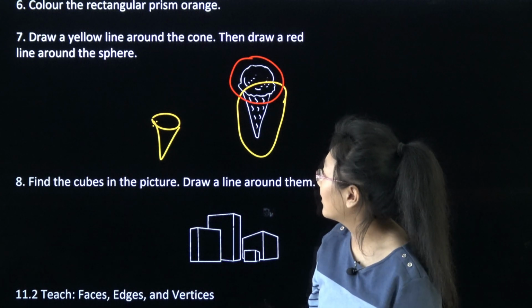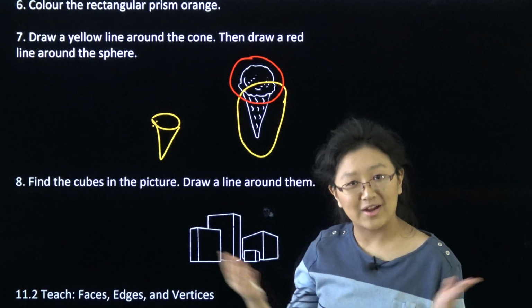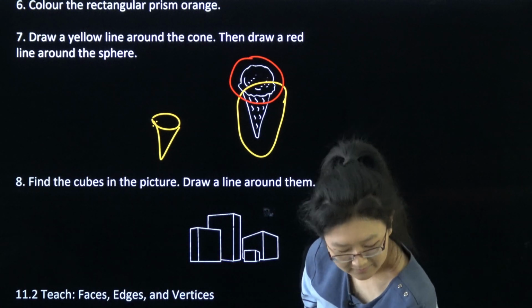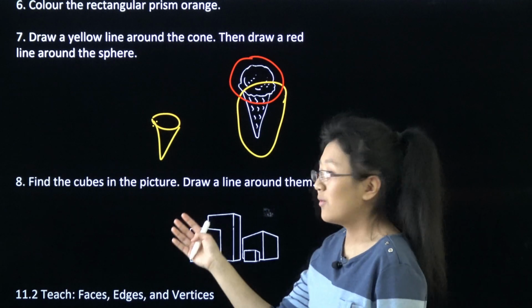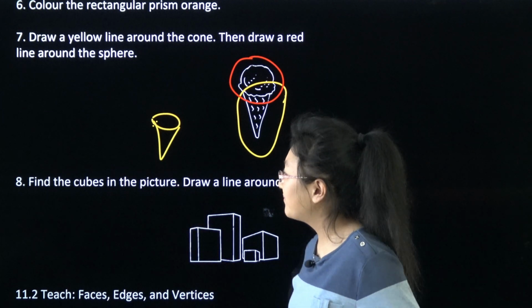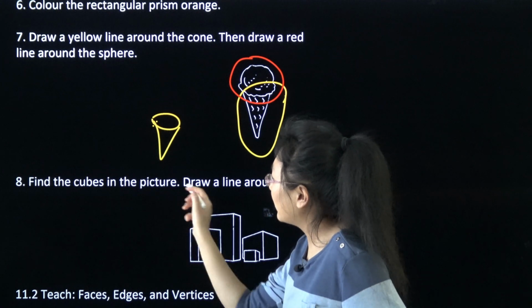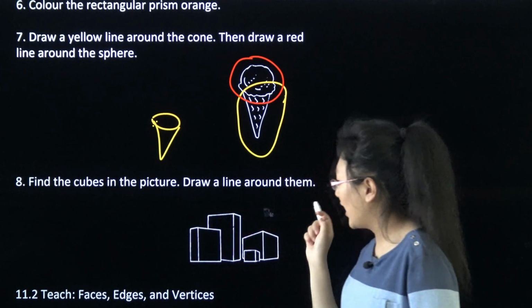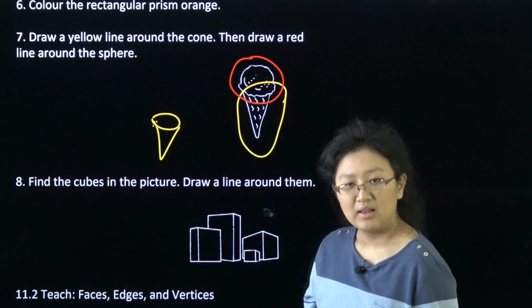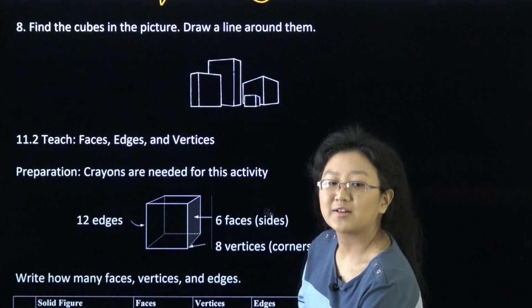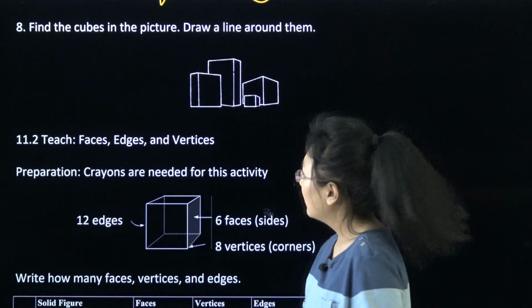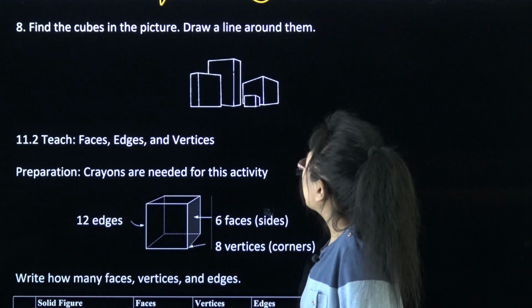Whee! We're finished question number 7. That was quick, wasn't it? Now we're on question number 8. Find the cubes in the picture. Draw a line around them. Let's go down for a better look at it, shall we? The cubes in the picture.